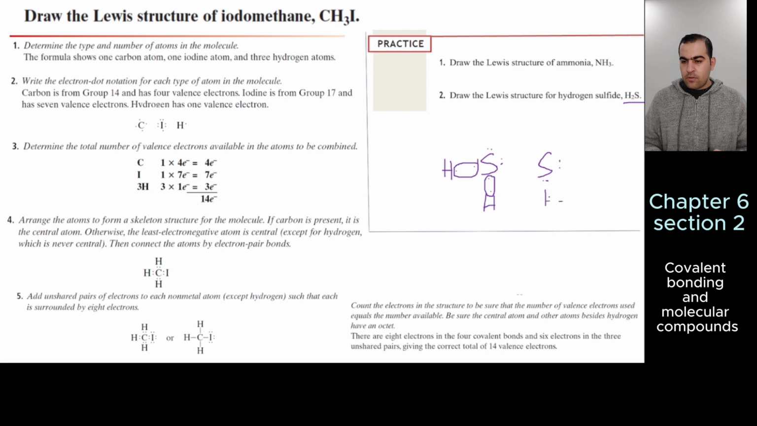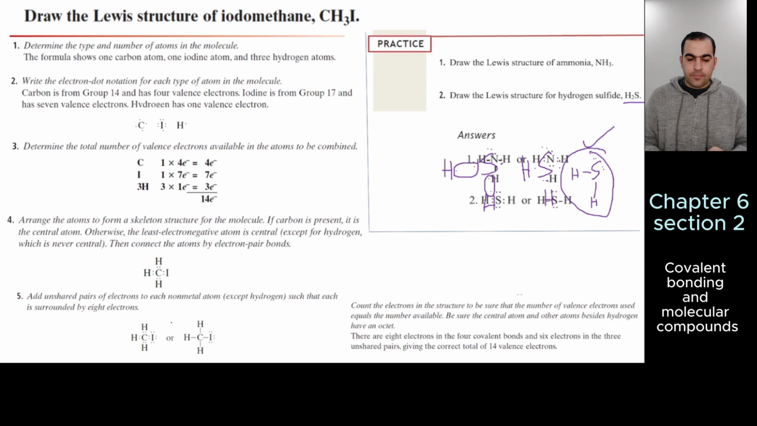So these 2 dots are used for hydrogen, and another bond here, and don't forget the lone pairs. These are lone pairs, and these are the shared pairs. So now sulfur has 8 valence electrons, and each hydrogen also has 2. We can also write it like that. These are the 2 methods to write the Lewis structure, and this one is very common. Okay, that's it.